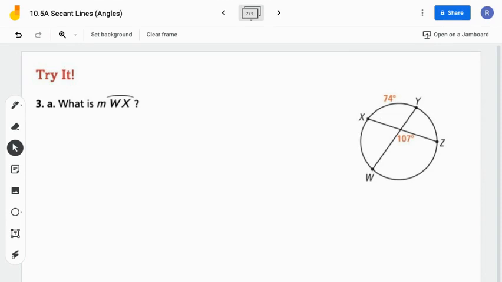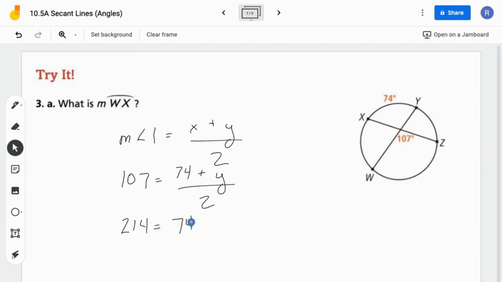Okay, so we know our angle and we know one arc. Now remember, these intersect inside our angle, which means it will be x plus y divided by 2. Now let's fill in what we know. We know angle 1 is going to be 107. We know that one of our arcs is 74, but we don't know the other one. So we need to solve for that other arc. So then we know that this arc right over here has to have a measure of 140 degrees. Notice we're still using that same equation and just plugging in what we know.